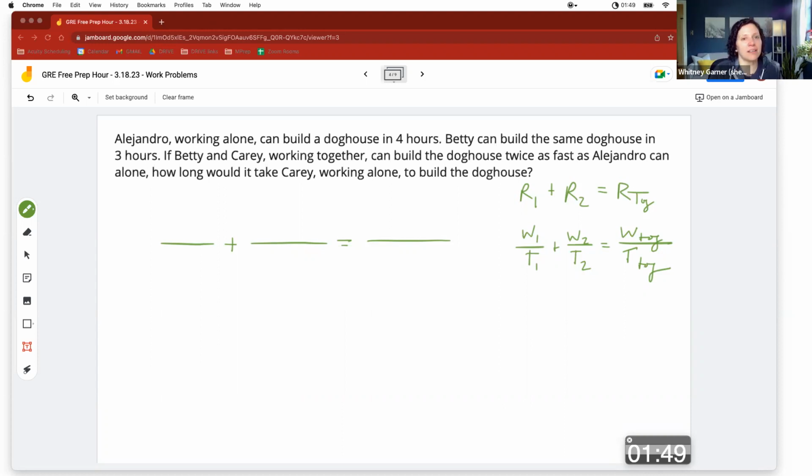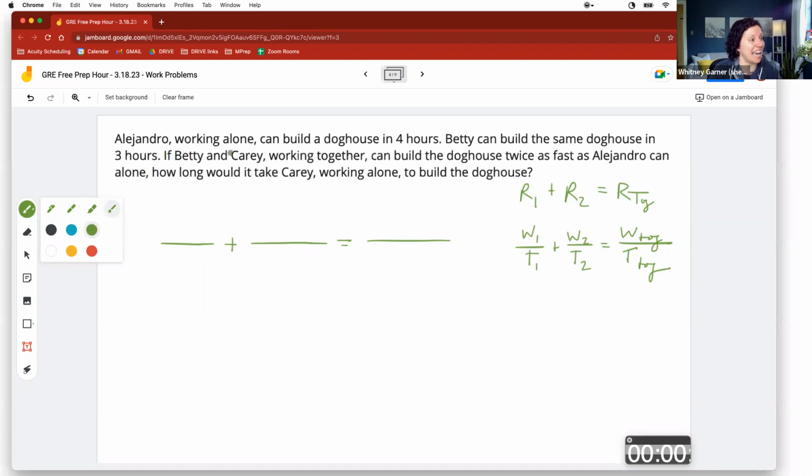Nice. So notice we've got a lot of complicating pieces with this one, right? If we've got two elements, it looks like we've got more than two. I've got Alejandro, I've got Betty, and then I've got Betty and Carrie who are working together. So there's a lot of pieces here. Okay, so let's think about how to incorporate this. The only people we have initially working together are Betty and Carrie.